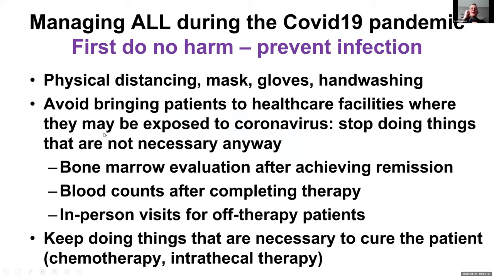So here is my third and final point, which is there are some things we do every day that we never should have been doing, that never were necessary. And so here's our chance to quit doing those things forever, not just during a pandemic. So for example, a bone marrow evaluation after achieving remission. If a patient is MRD negative, they should never have another bone marrow unless there's a risk of relapse. It's not necessary. Multiple studies show the lack of utility of screening an MRD negative person.